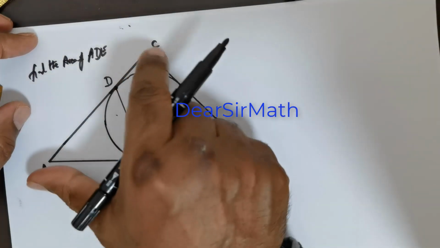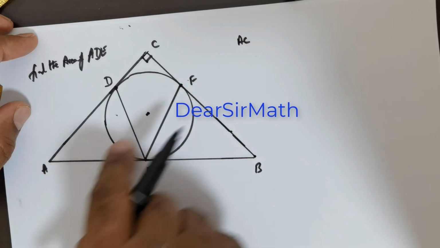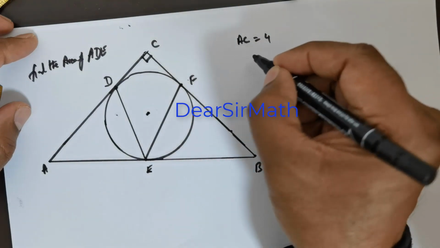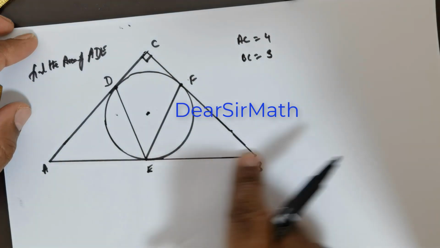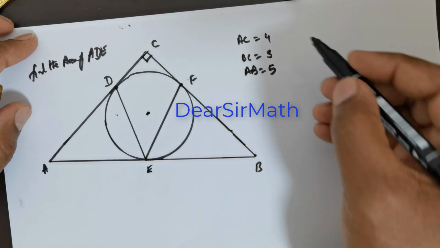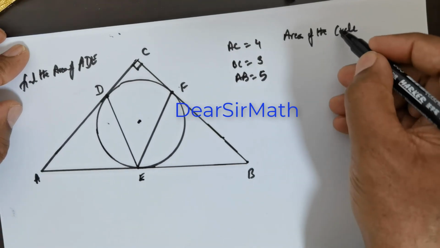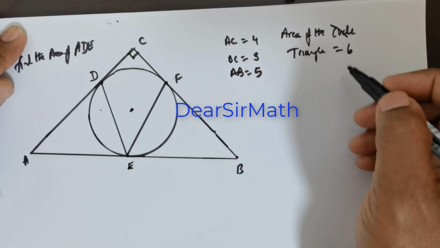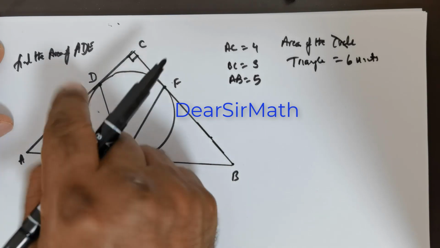and we've been given this distance AC, and that distance AC is 4 units. This is also given. BC is equal to 3 units, and AB is equal to 5 units, and the area of the triangle, not the circle, it's the area of the triangle is given to be 6 units. Now with all of this we have to obtain the area of ADE.